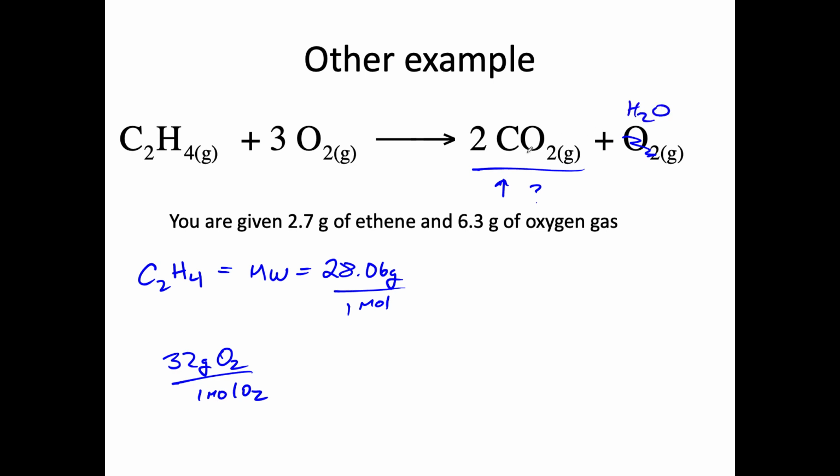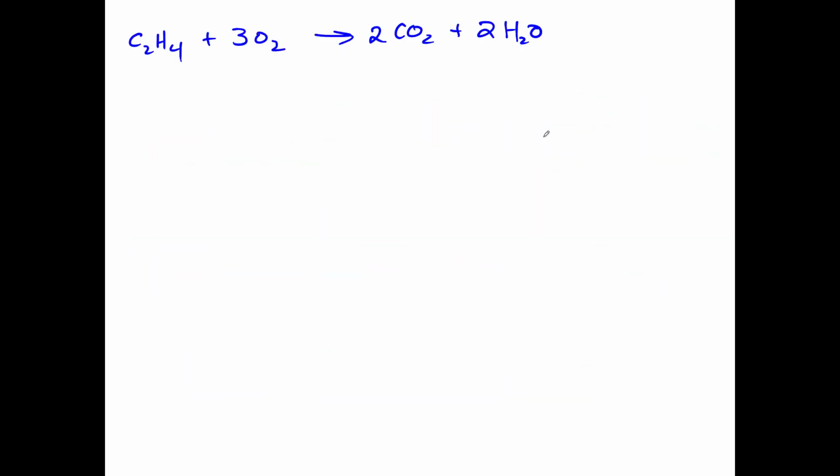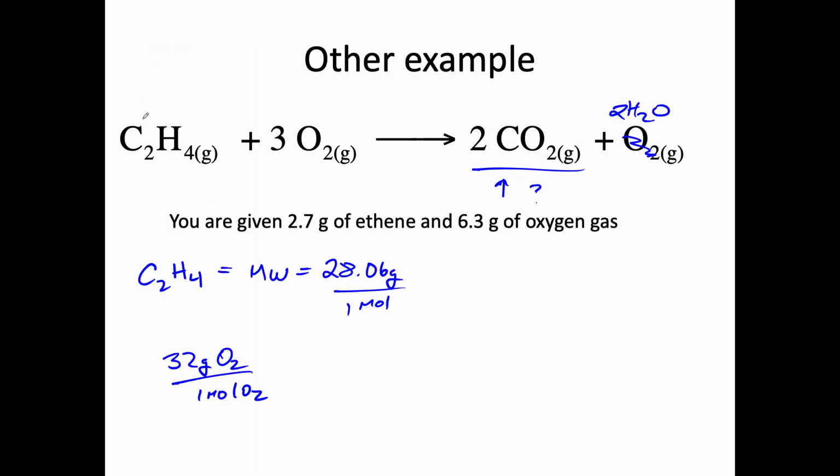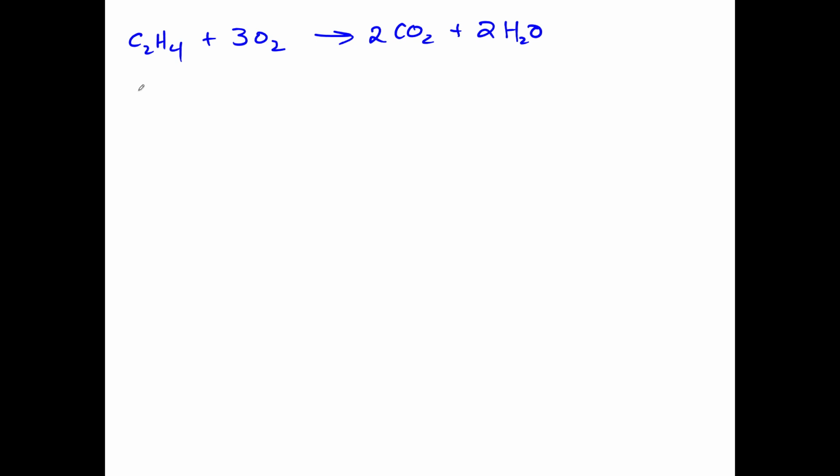I messed up this problem here, so let's see. 2 times 2 is 4. 5, 6, there we go, 2H2O. Ooh, got that right. So we have 2.7 and 6.3.